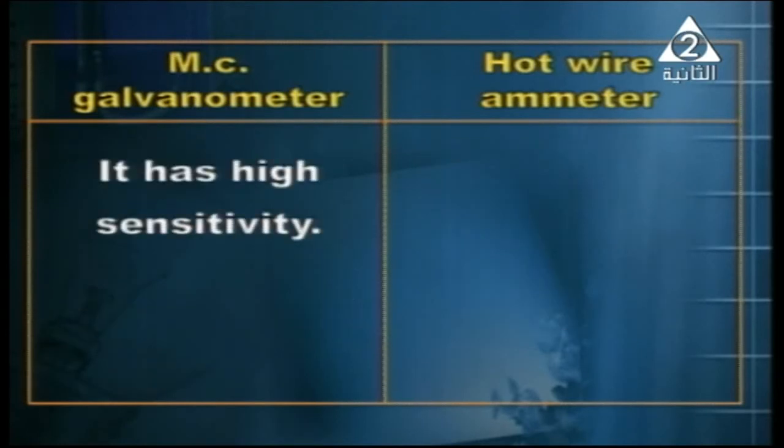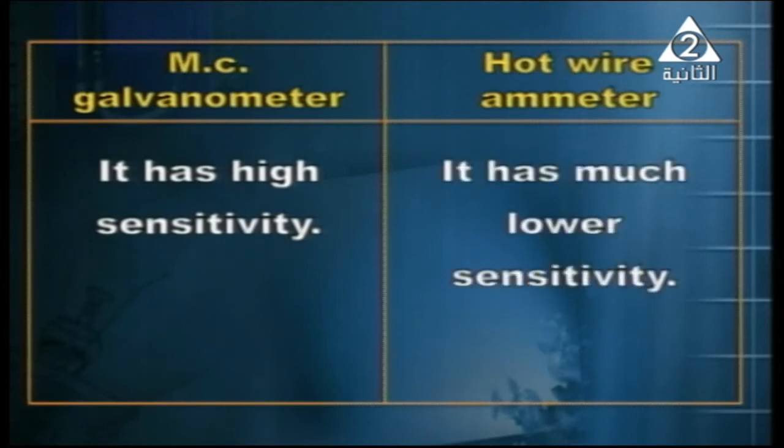The moving coil galvanometer has high sensitivity. The hot wire ammeter has much lower sensitivity.